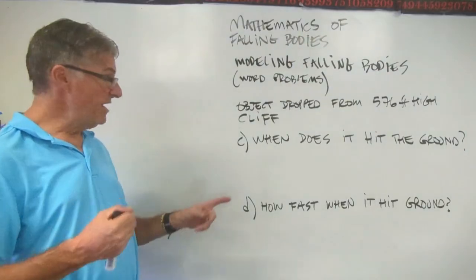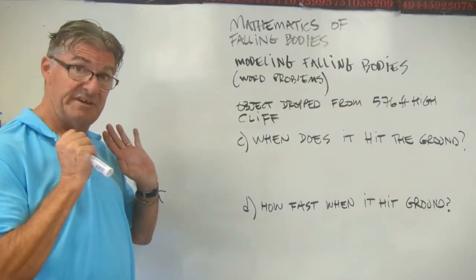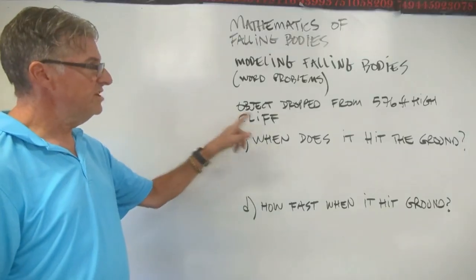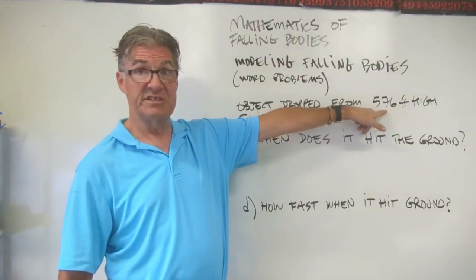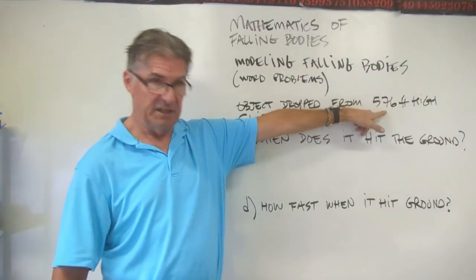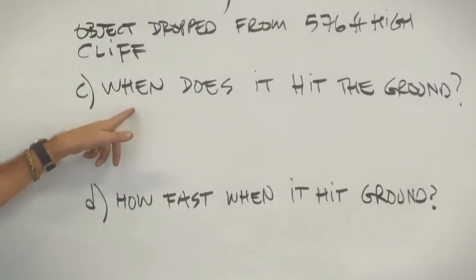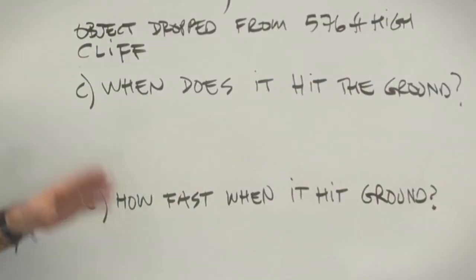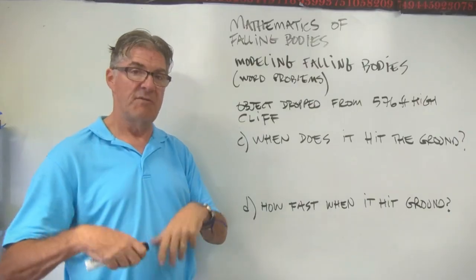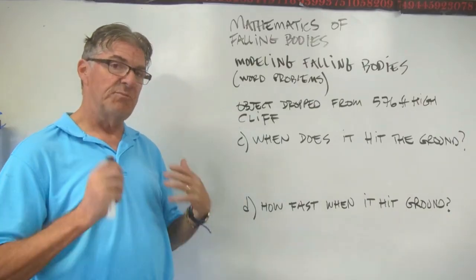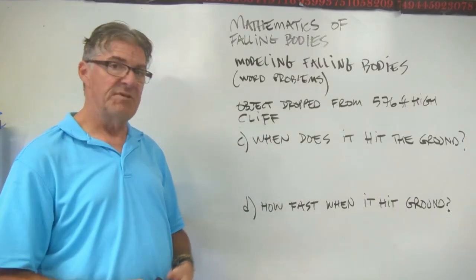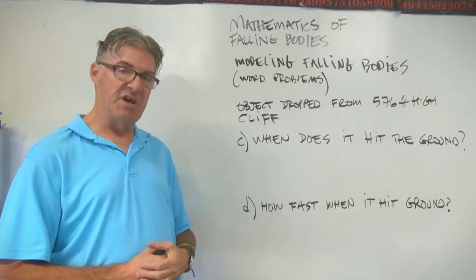Okay, so now we have 2 more prompts for this scenario. Remember, object is dropped from a 576 foot high cliff. Part C, when does it hit the ground? Now this requires a critical thinking step before you can do your algebra. So pause the video, do that step, do your algebra, come back when you have an answer.